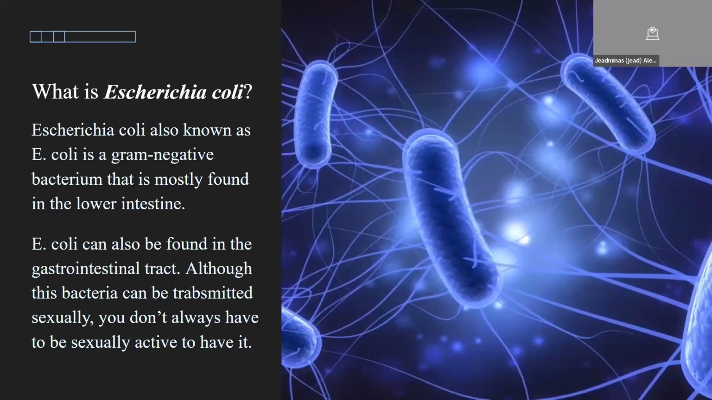What is Escherichia coli? Escherichia coli, also known as E. coli, is a gram-negative bacterium that is mostly found in the lower intestine. E. coli can also be found in the gastrointestinal tract, which is where the stool is located. Although these bacteria can be transmitted sexually, you don't always have to be sexually active to have it.